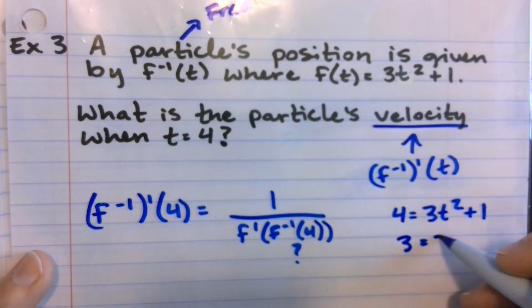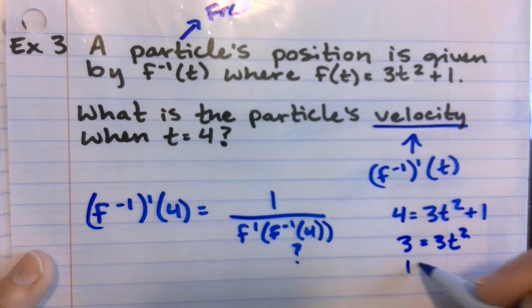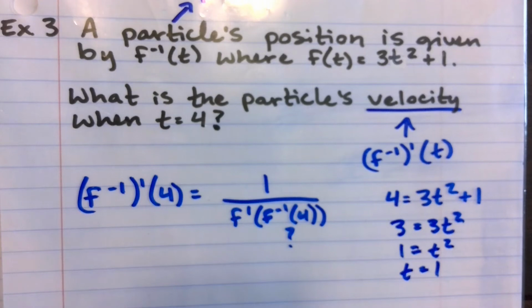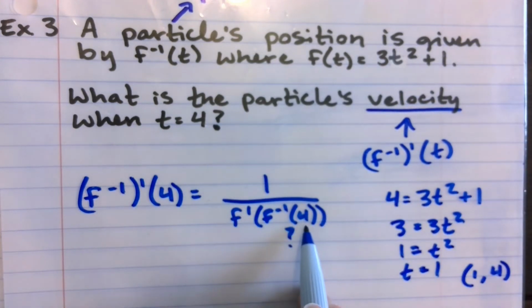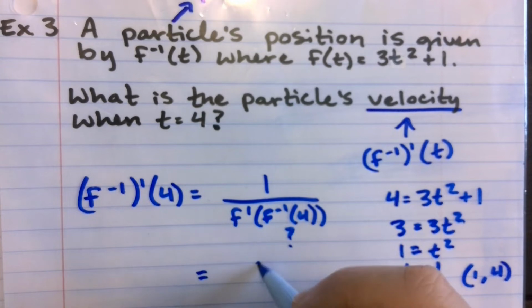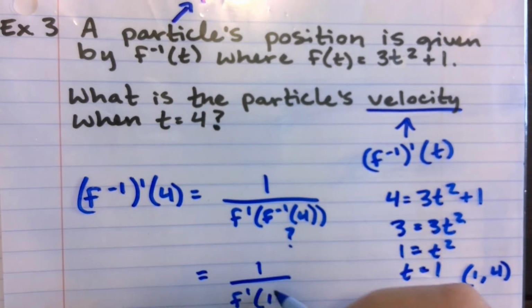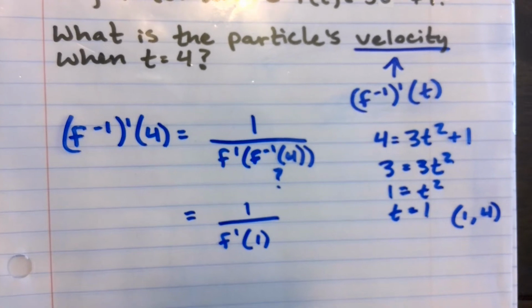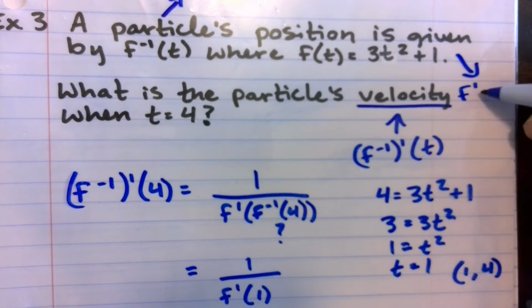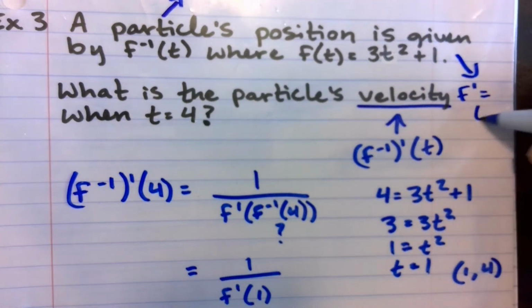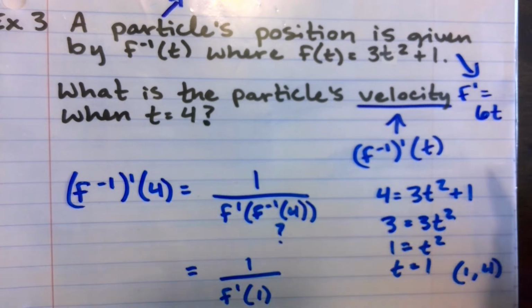And we get that t equals 1. So if we have the point (1, 4) on our f of t, that means that f inverse of t has the point (4, 1). So now we're trying to find f prime of 1. So I do have to go back up to this and find that my f prime, first of all, is going to be 6t. And then plugging in my 1, my f prime of 1 is going to be 6.